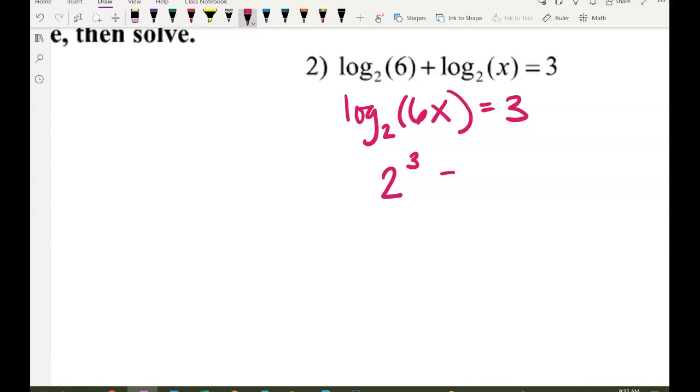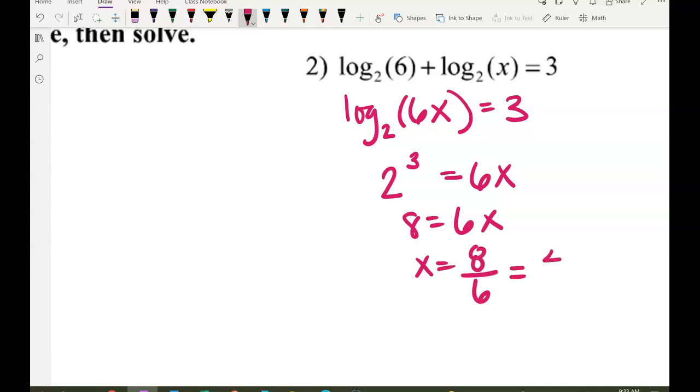2 to the 3 equals 6x. 2 to the third is 8. Divide both sides by 6. So x equals 8 over 6. Someone tell me how to reduce that. Divide. Okay, 4 over 3. All right, check it before we box it. Plug it in. Will it make any of my logs negative? No, so box that up.